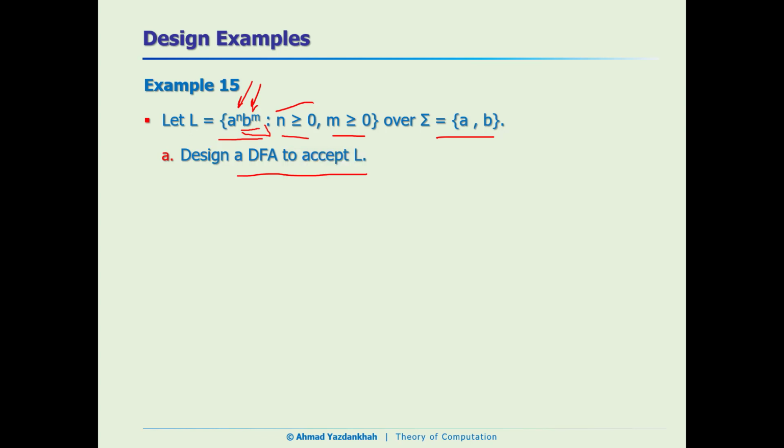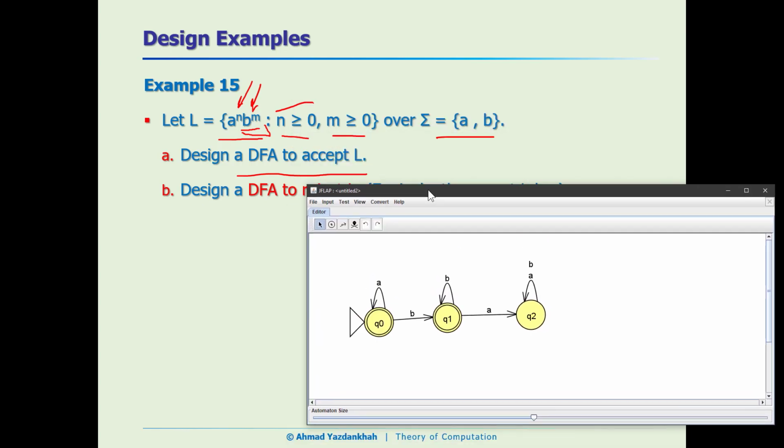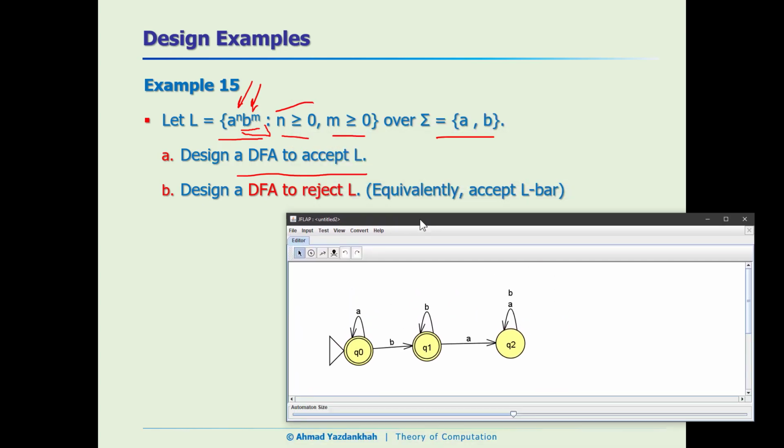The example is asking something else. Let me see, what is that? Design a DFA to reject L. Here we design a DFA to accept L. Now it is asking design a DFA to reject L. So when we say to reject L, it means it should accept L bar. So its equivalent is design a DFA to accept L bar. How can I change this to accept L bar?